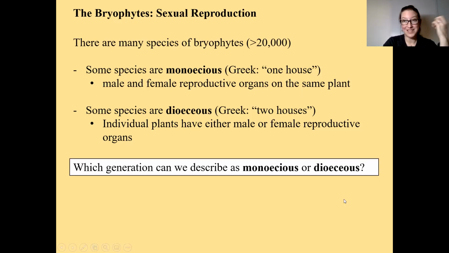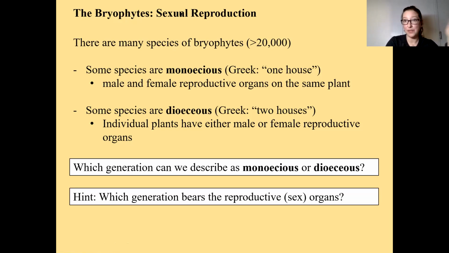So there's the sporophyte generation and the gametophyte generation. Which of those generations can we describe as being monoecious or dioecious? Think about it. Okay, you're already thinking this is crazy. How about this hint: which generation has sex organs? The sporophyte generation or the gametophyte generation? Which one has sex organs?